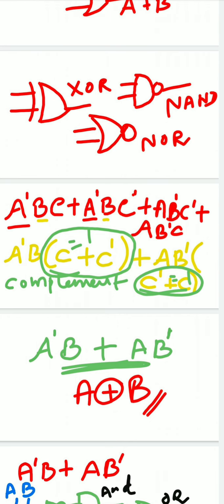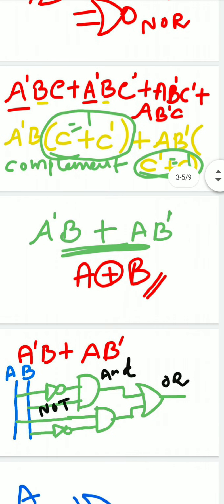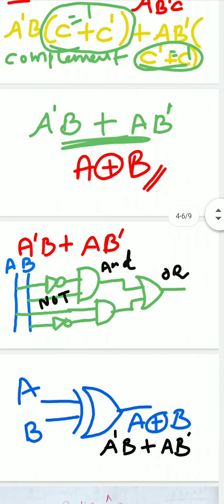Now this is the simplified expression, A dash B plus AB dash. Now answer my question. What expression is this? Yes, this is similar to XOR. This is actually the XOR gate. Okay, now the first step is over. Simplification is over. Now the second step is they asked us to draw a logic circuit.